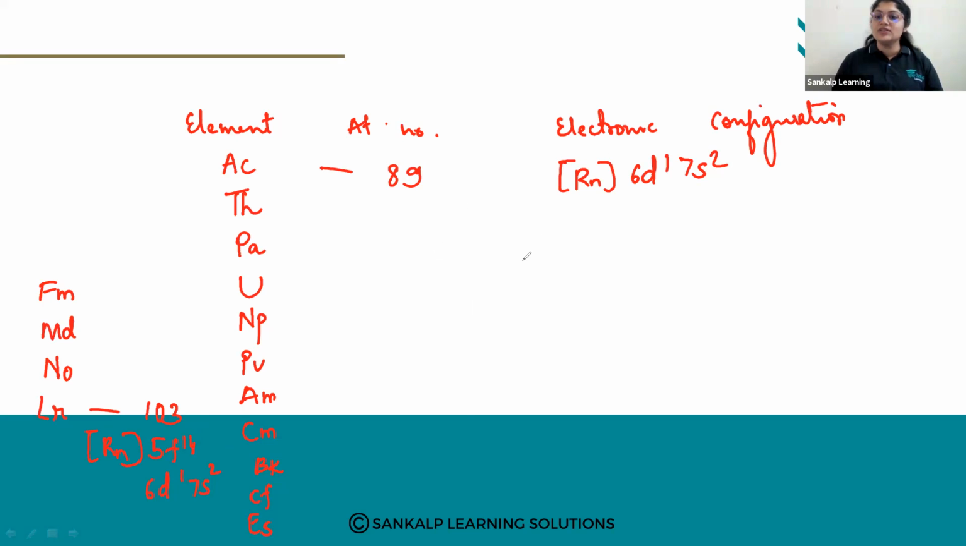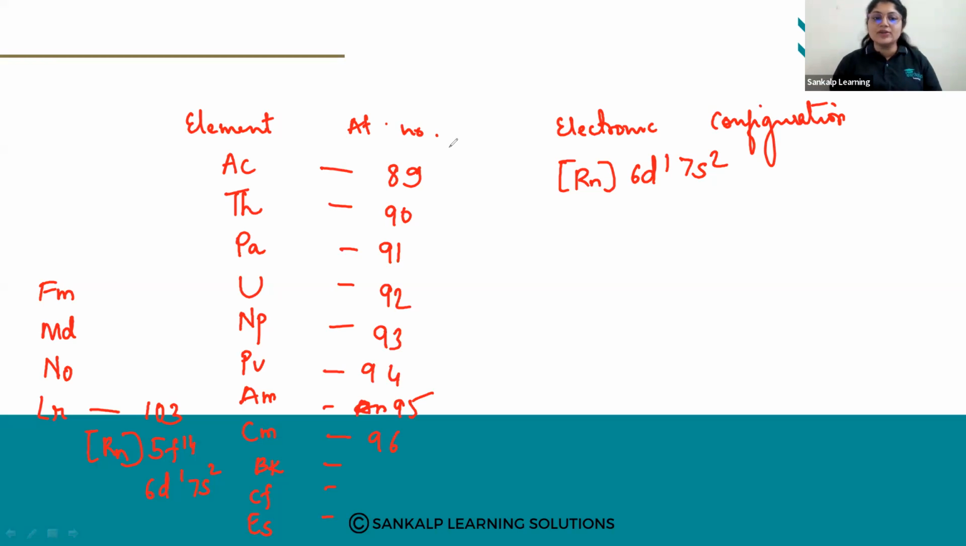In between you can fill in the rest. Thorium is 90, protactinium is 91, uranium is 92, neptunium is 93, plutonium is 94, americium, Am, is 95, curium is 96, and so on. So these are the atomic numbers and electronic configurations. It starts with actinium and ends with lawrencium.